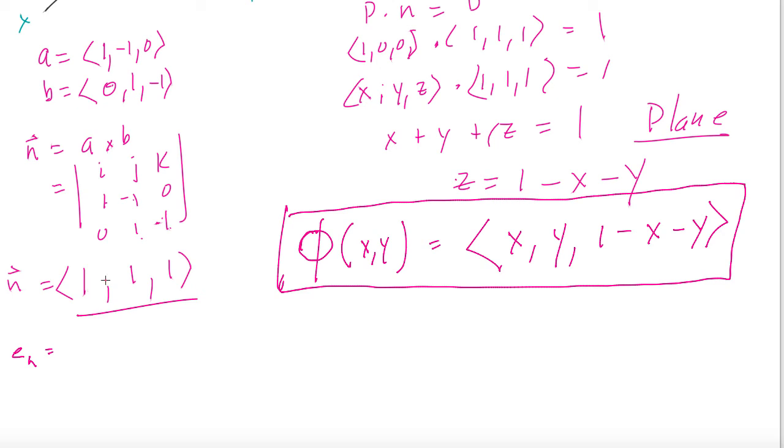Let's see what this would be. 1 squared, 1 squared. This would be 1 over root 3, 1 over root 3, 1 over root 3. I think I'm correct. I just did that quickly. All right, so that would be a unit normal in that direction. But which normal do you use?